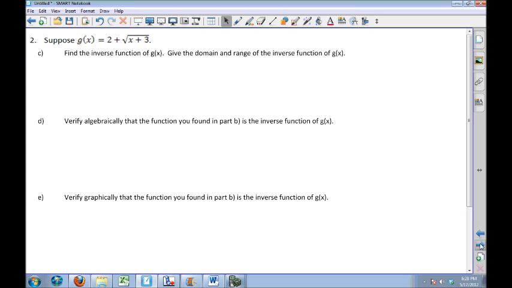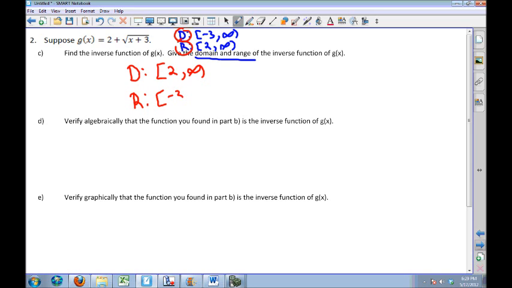Suppose this is g of x, which we already had. Find the inverse function of g of x. Give the domain and the range of its inverse. Well, since the domain and the range of g of x were between -3 and infinity, and 2 and infinity, the domain and the range of the inverse switch. So the domain of the inverse function will be between 2 and infinity, which was the range of my original function. And the range of the inverse will be equivalent to the domain of the original, -3 to infinity.